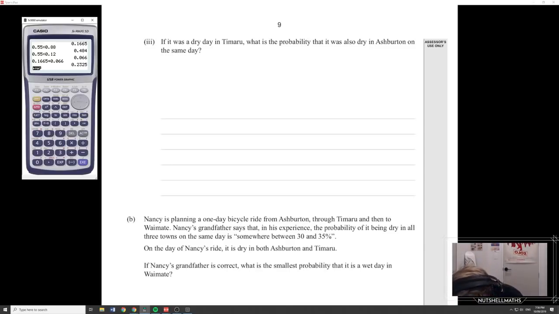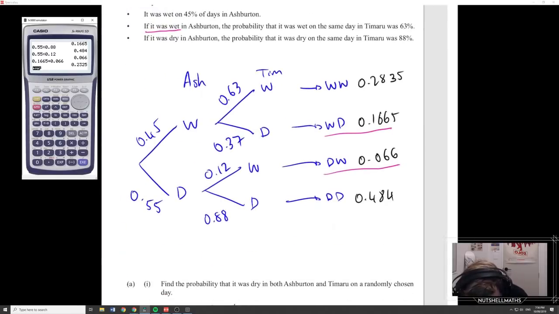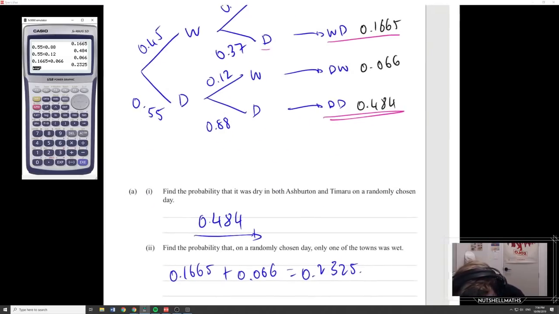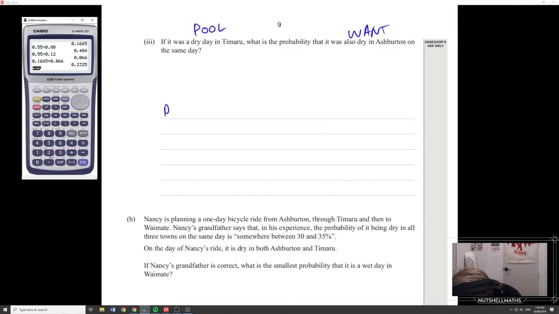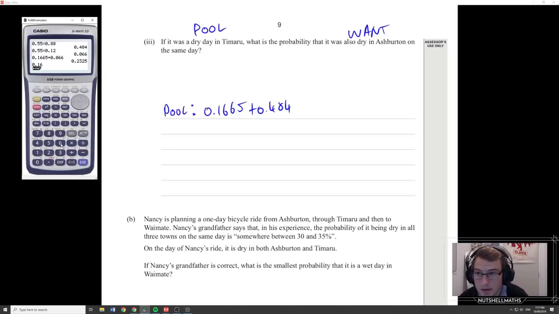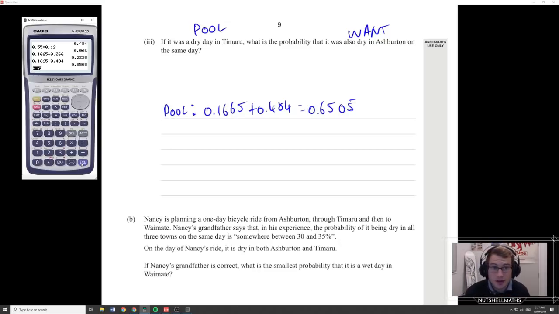So this is our pool. A dry day in Timaru. And this is our what? A dry day in Ashburton. Okay? So, a dry day in Timaru is, let's erase these really quickly. Dry in Timaru, this one, or this one. So our pool is 0.1665 plus 0.484. That's all the situations where it's a dry day in Timaru. 0.6505. Now our want is a situation within those that it was also dry in Ashburton.